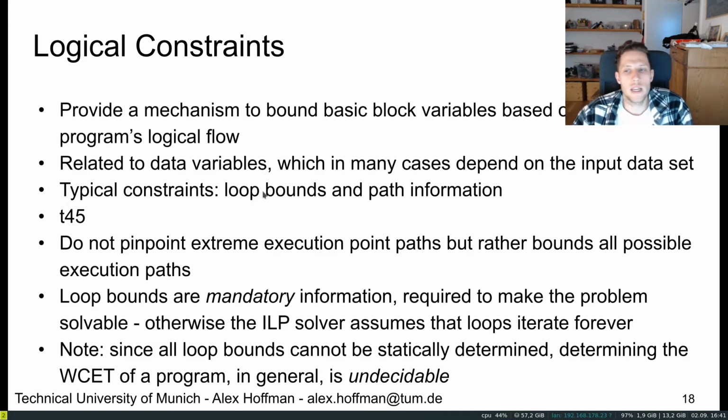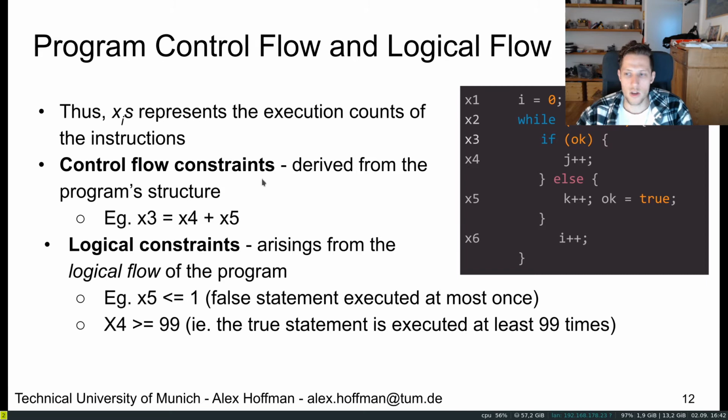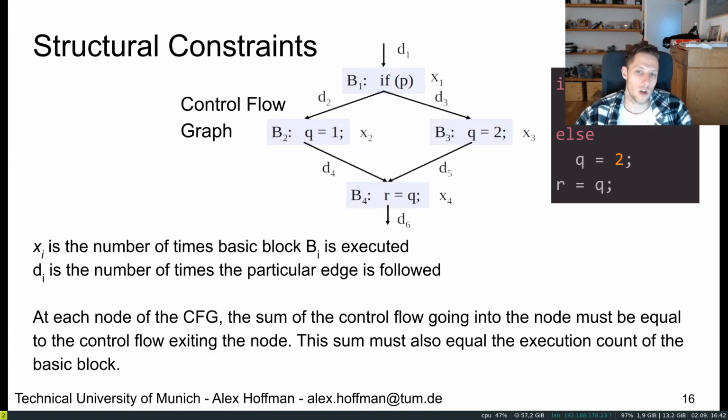But what they do is they really help to bound basic blocks, placing bounds on the number of execution times of basic blocks given the program's logic, rather than just looking at the flow of the program. This was shown in an example before, because if we look into what the code does, not just where the basic blocks are placed structurally, we can get these logical constraints that we know will bound X5 and X4. So we're placing bounds on our execution counts given what the code is doing logically rather than how it is structured. So this is why they're called logical constraints rather than structural constraints.